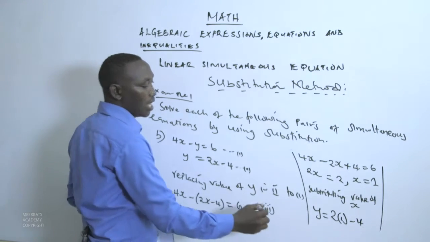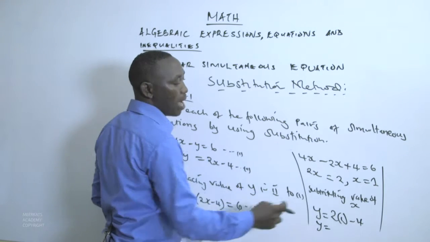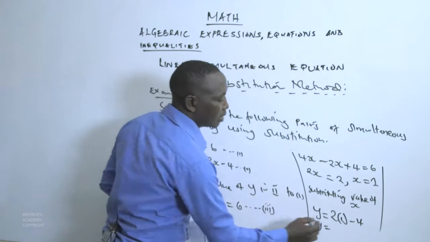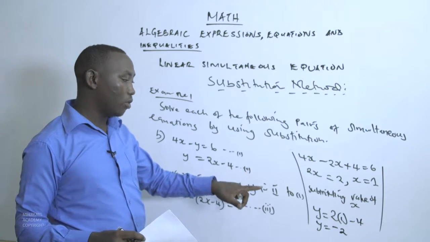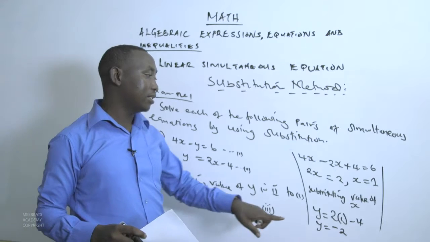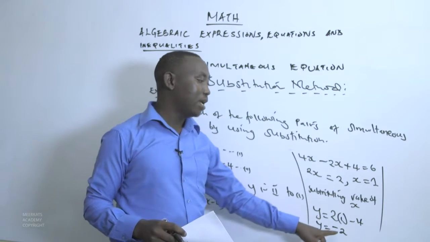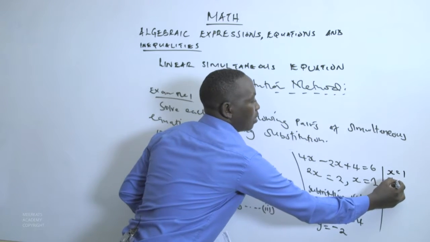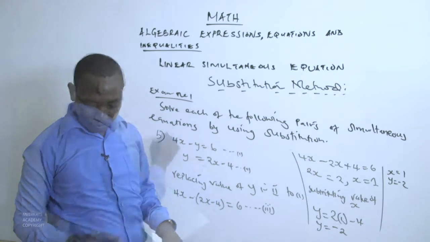When we solve that, you'll get that the value of y will be equal to 2 multiplied by 1 is 2, 2 less 4 is negative 2. Therefore, the solution that can solve these two linear equations is that the value of x is 1 and the value of y is negative 2. That is, x is equals to 1, y is equals to negative 2.